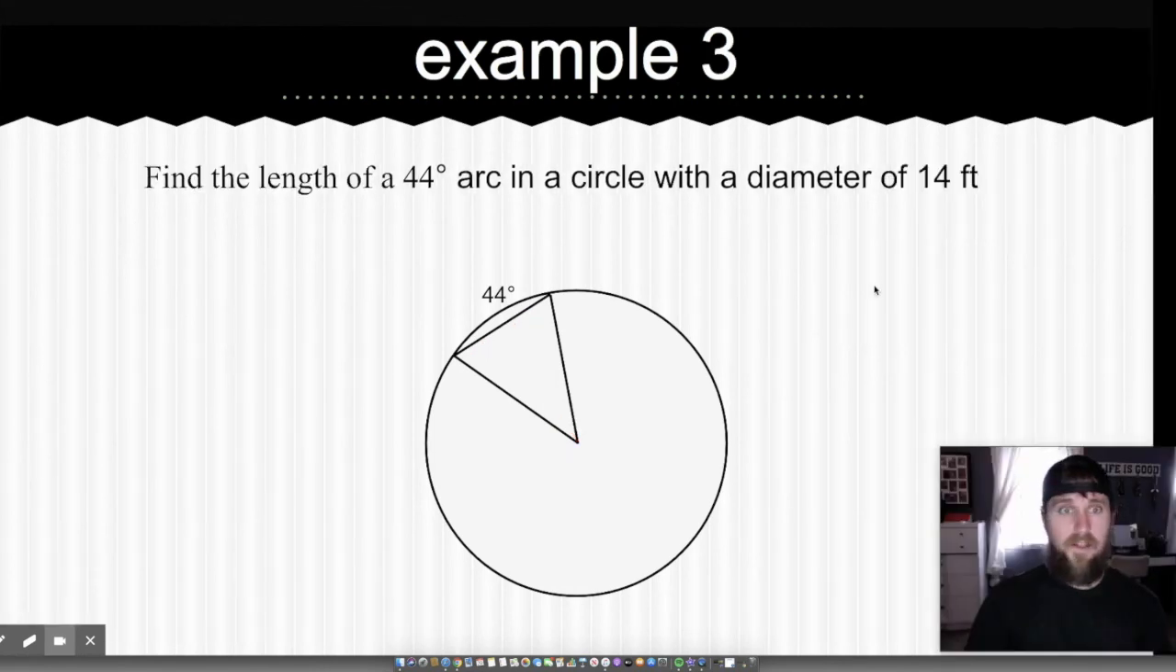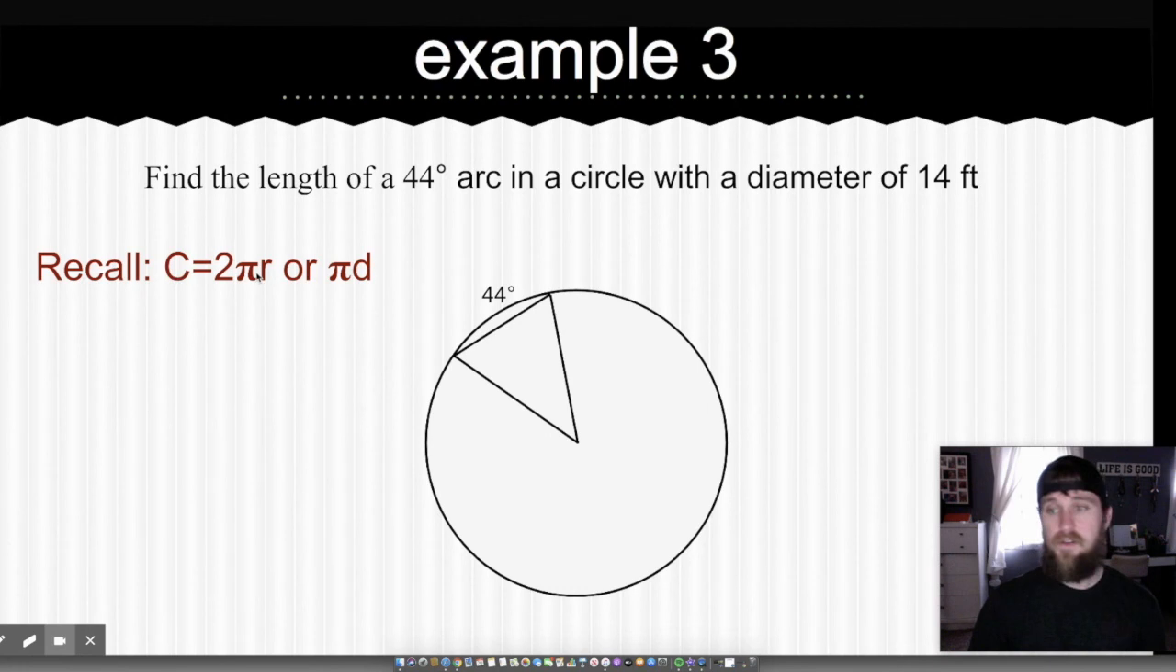All right, our last example, same picture from before, same information, but a different question. It's asking us for the length of the arc, not the length of the chord. We know our answer from before, so we know it's going to be a little bit more because it's kind of bowed out. We know circumference is either 2 pi r or pi times diameter. We don't want the entire distance around the circle. We only want 44 degrees of that.